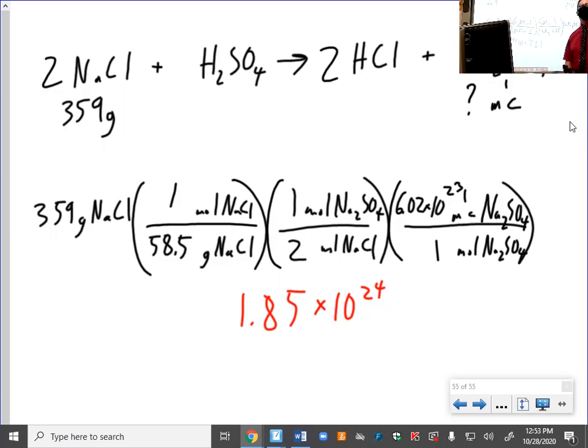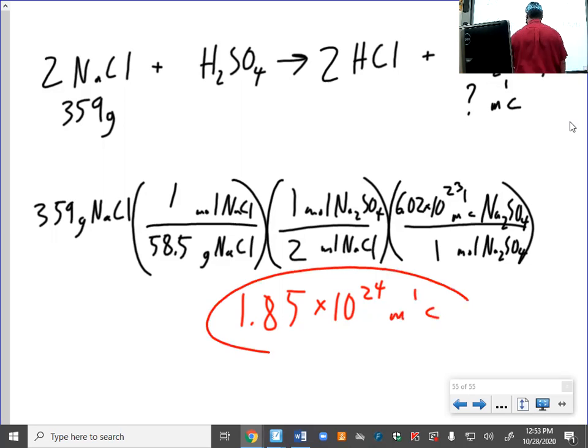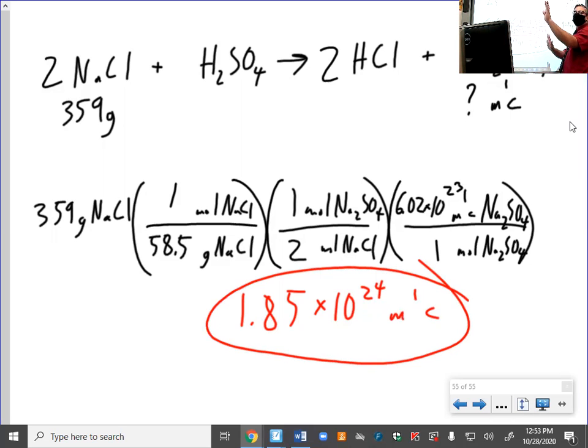1.85 times 10 to the 24th, but remember our rule from way back at the beginning of chemistry: numbers by themselves in chemistry mean nothing. 1.85 times 10 to the 24th, what? What was I trying to get? Molecules. Let me try my pretty fancy handwriting. Here we go, ready? So the whole word is molecules.